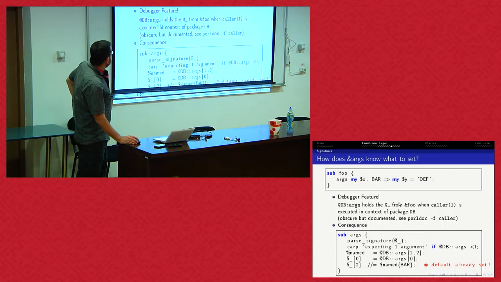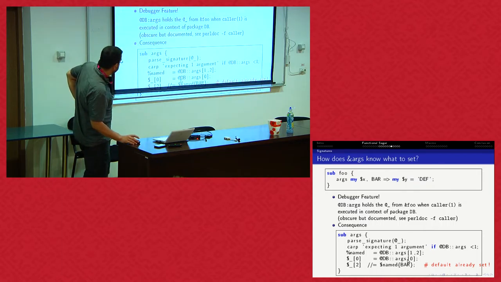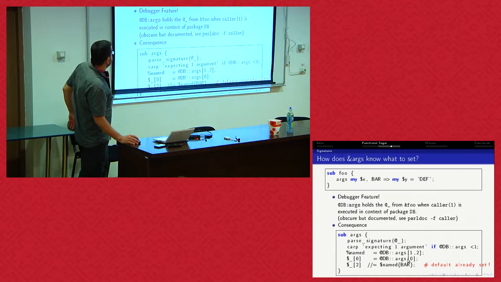So I'm getting in @DB::args the arguments of foo within the subroutine args. So I can pass the arguments which are passed to args. I get all these conditions, and I can use @DB::args. You get the idea? And I can say, well, I'm expecting at least one argument because the first one is mandatory. Then the other ones are named arguments, so I'm just doing a slice here. And then I'm setting them. $_[0] is the first argument I know because I passed the signature. It's $DB::args[0], and $_[2] is, unfortunately I can't push the slides up, $_{namedBar}, because the default is already set. The defaults are already passed into args, because def is the value, and it is overwritten only if it's undefined.